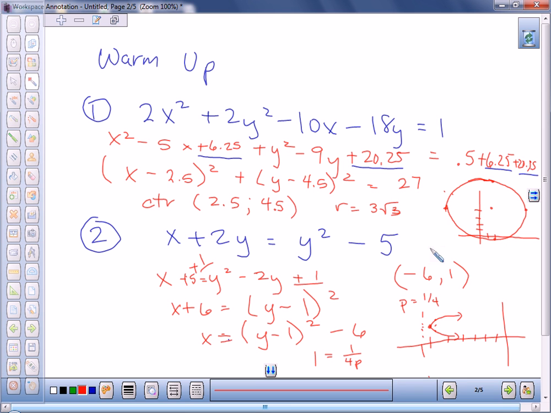Oh, okay. So you added 1 here, but there's a negative out in front. Yeah, that's true. So at least you're doing it to the other side, so that's where it happens. The p, which is the distance from the vertex. Yeah.